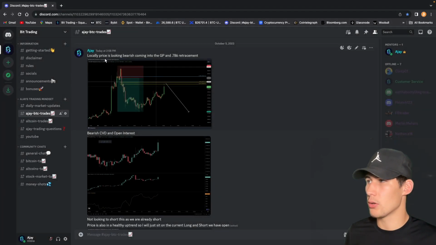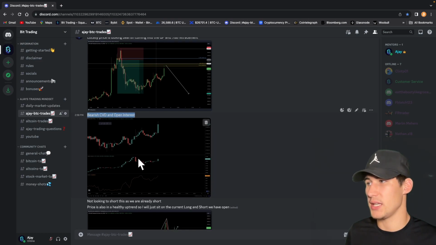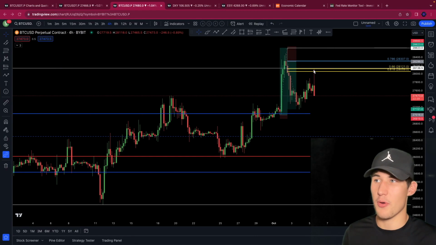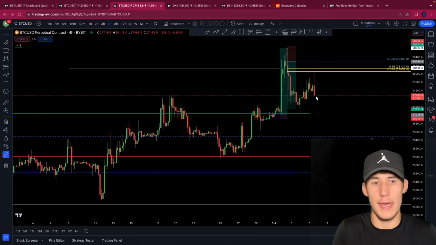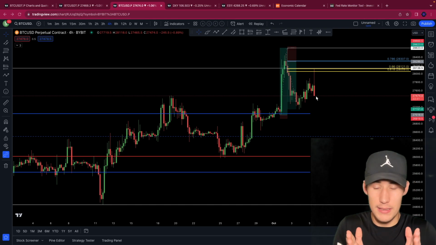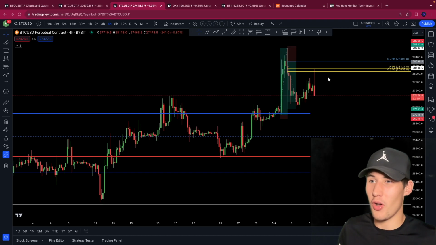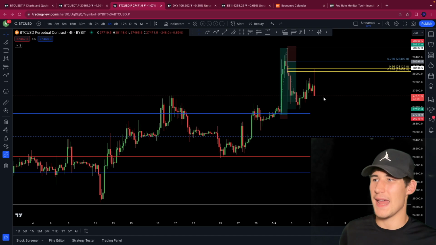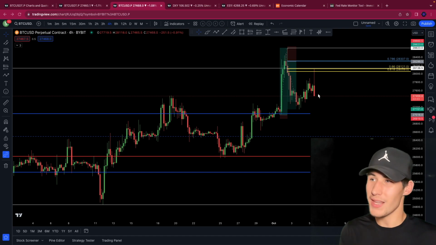What did I say? Locally, price is looking bearish coming into the GP because we were seeing bearish CVD and bearish open interest, okay? As soon as I said that, what happened? Price has had a huge pullback, okay? So this is what you get on that Visionary Discord. You get updates like this. You get on the money trades, very profitable trades, and we are seeing this price now pull back. Didn't expect it to pull back this quick, but it did, okay?